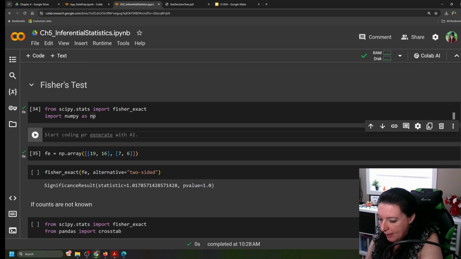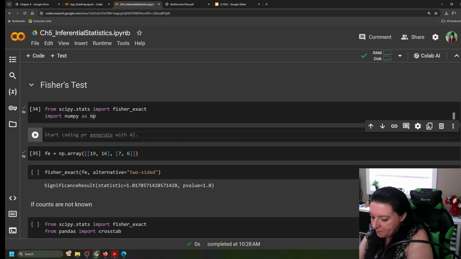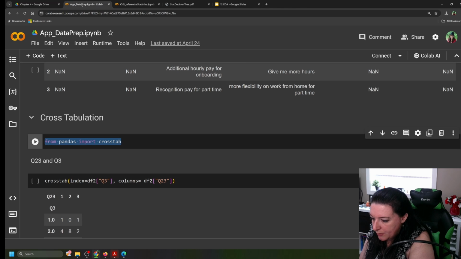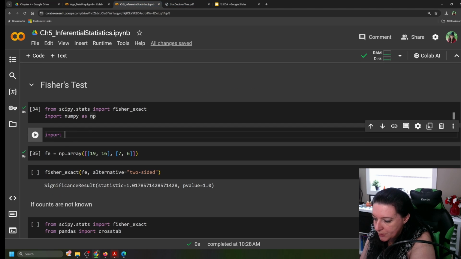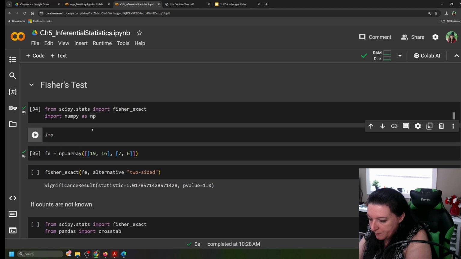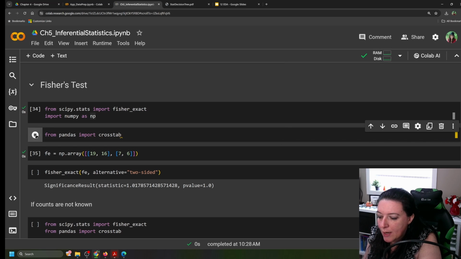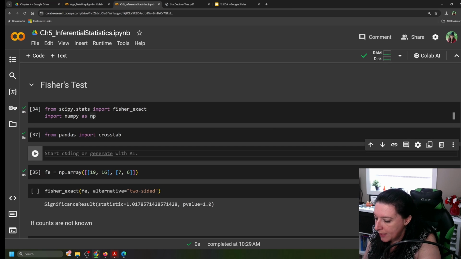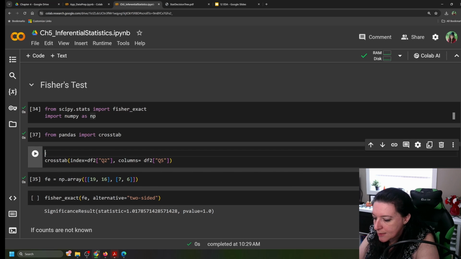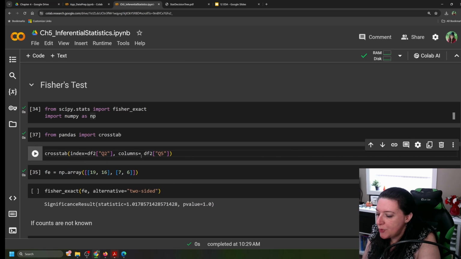So I'm just going to add an import. Let's see, we used import from pandas, import crosstab. So let's use what we did before. From pandas, import crosstab. Remember in our previous video we did a pivot table or crosstab table, and then we can create a crosstab here that is question 2 and question 5.